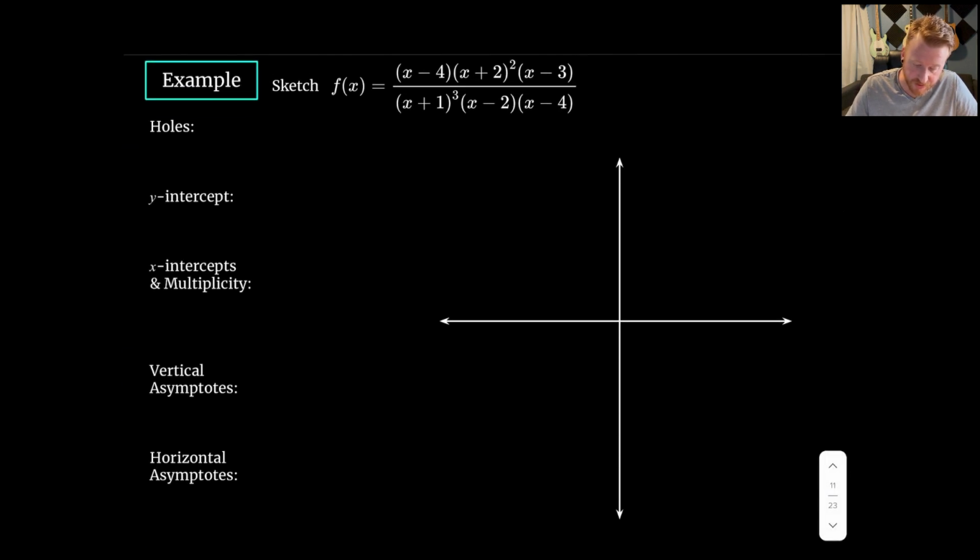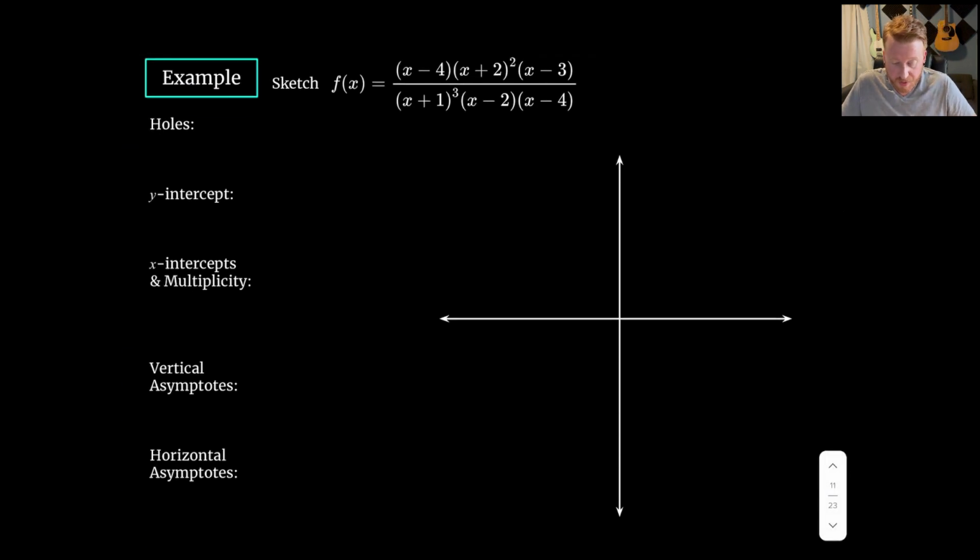So let's look at a final example here where we will put it all together and we will graph this rational function f of x equals x minus 4 times x plus 2 squared times x minus 3, all over x plus 1 cubed, x minus 2, x minus 4. So I've got things off to the side that we should investigate that will help us in sketching the graph here.